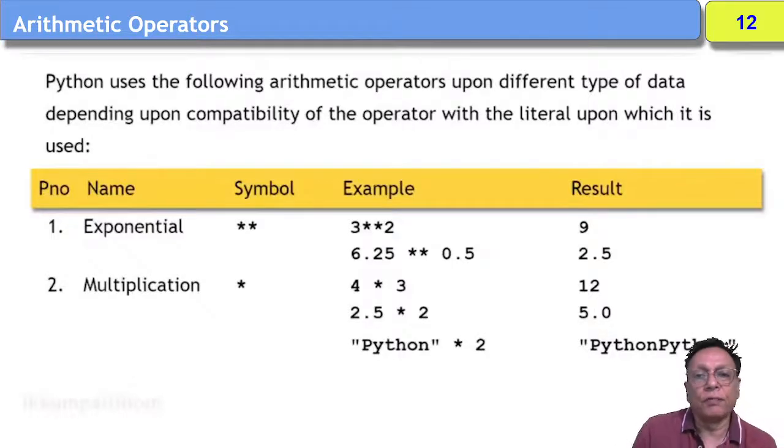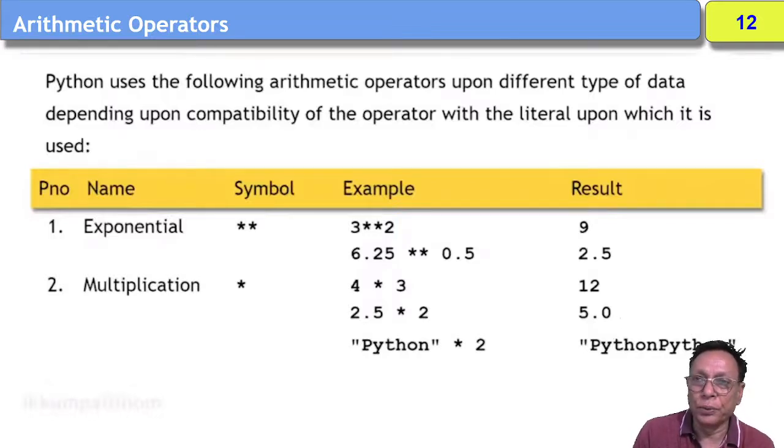Python uses the following arithmetic operators upon different types of data, depending upon compatibility of the operator with the literal upon which it is used. So I'm going to use arithmetic operators in Python. The first arithmetic operator I'm going to use is exponential, which means you are going to raise the power.